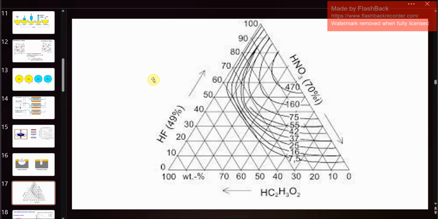This is the HNA triangle, which is used in practice. This is a very famous, very commonly used recipe: hydrofluoric acid, nitric acid, and acetic acid. Depending on the concentration of each material, you will get different etch rates. If the nitric acid is kept constant at 70%, then depending on the percentage of hydrofluoric acid and acetic acid, you get different etch rates.